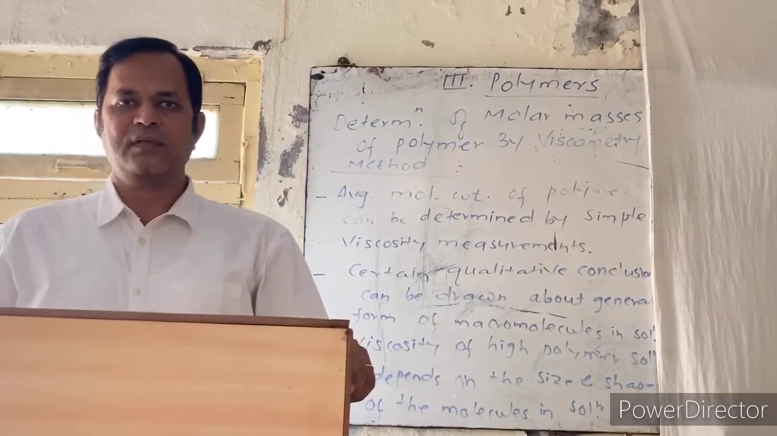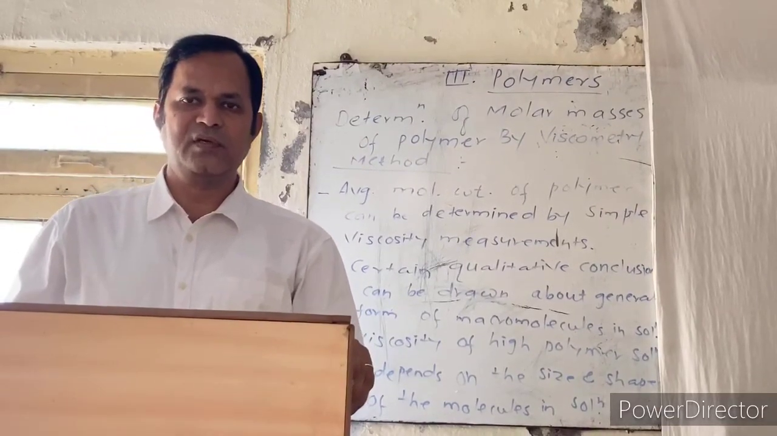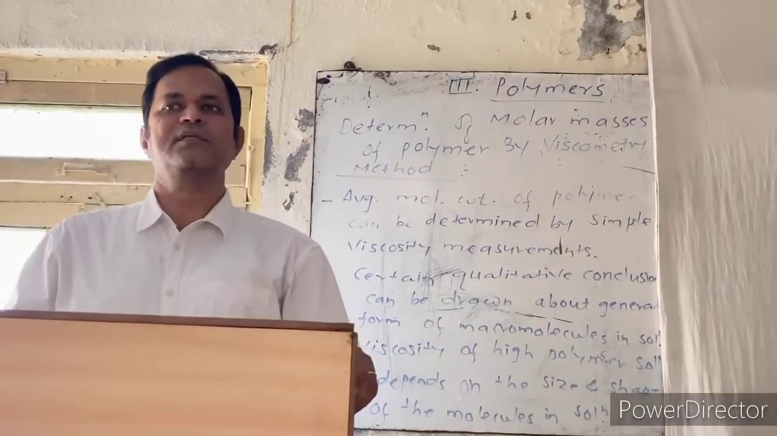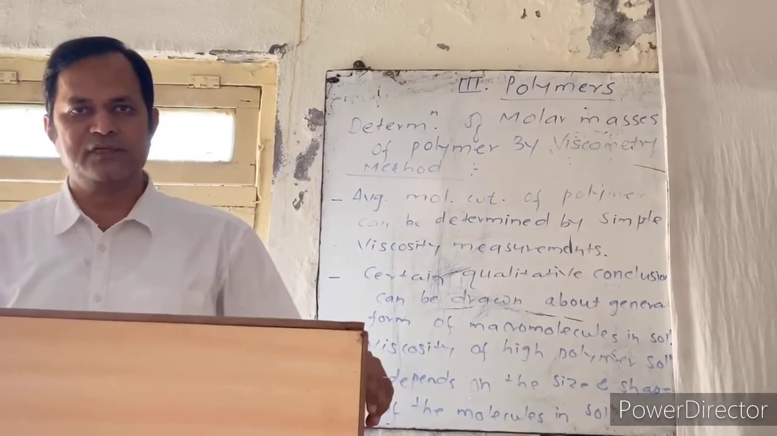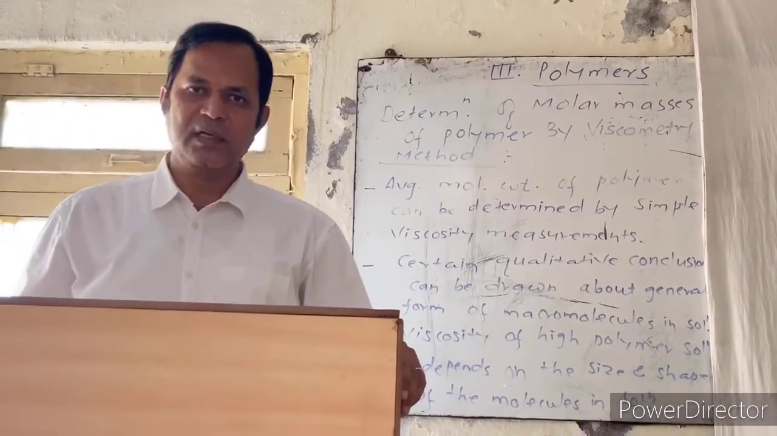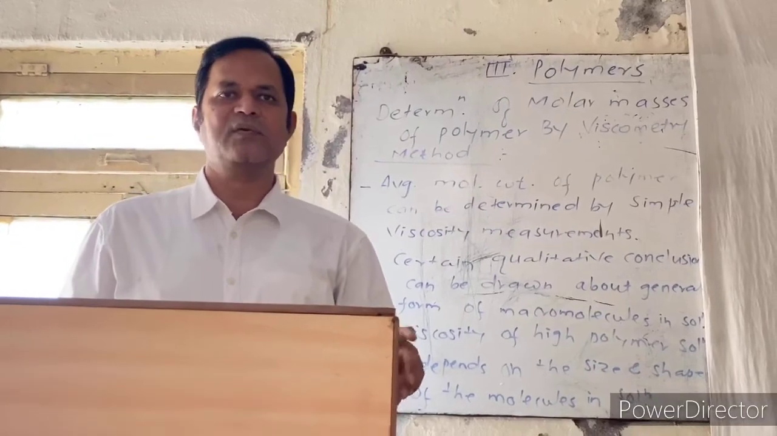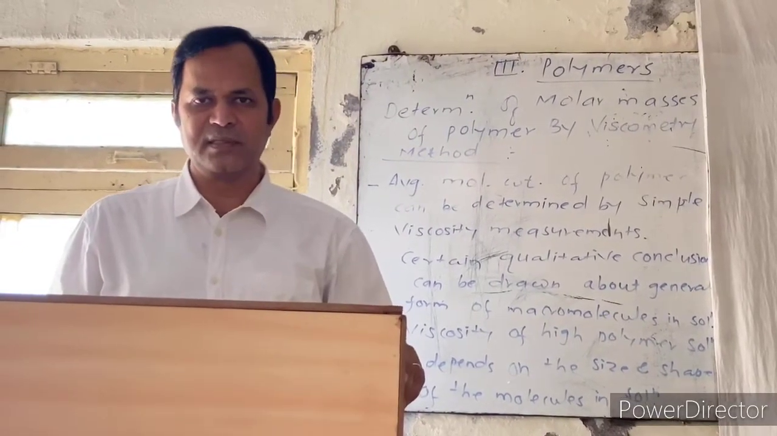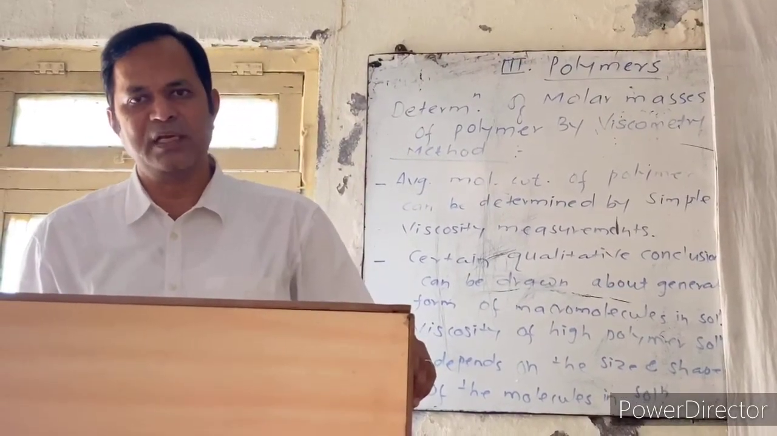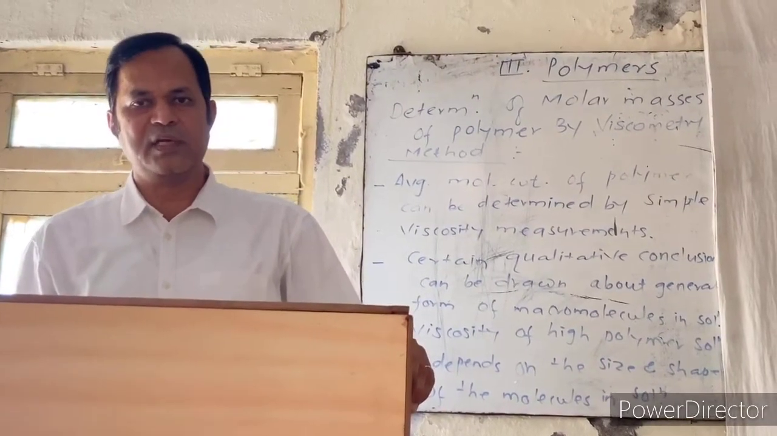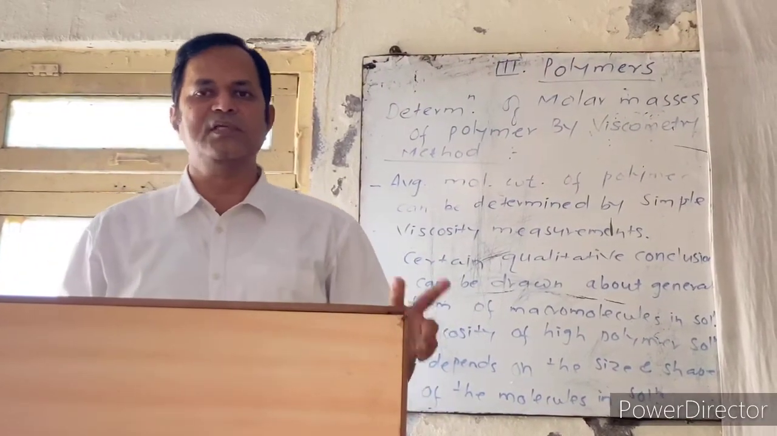Now, whatever portion is left from the third unit of our polymer, that is, the first is determination of molar masses of polymer by viscometry method, and the second one is determination of molar masses by Donnan membrane equilibrium method. Today we are going to discuss in detail these two methods.